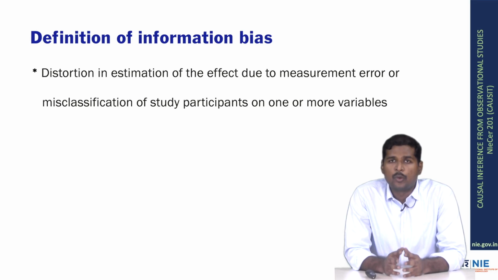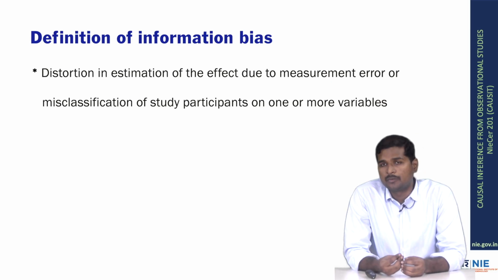Misclassification means you have wrongly assigned a participant to a particular group to which he or she does not belong. Now let us take two groups, obese and non-obese. A participant comes to you, you make a measurement of their obesity. The person is actually obese, but you put them under non-obese. So this is called misclassification.